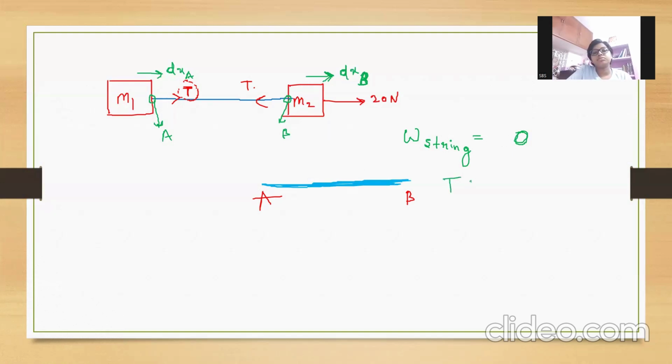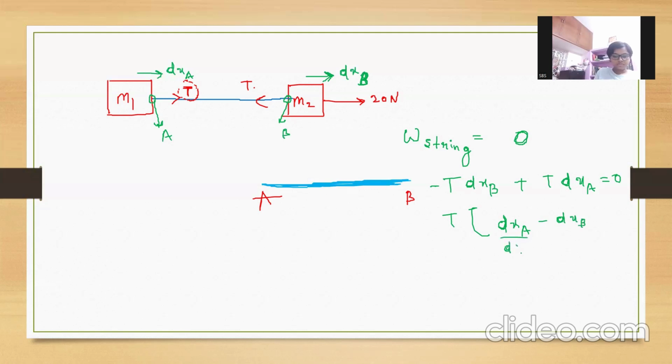Now on this M2 block, how much work is done by the string? Force into displacement. Displacement of M2 is the displacement of this end, plus work done on this M1, how much? Force into displacement equal to 0. We can say T dxa minus dxb, divided by dt. Now if this is the net work done, it is T into VA minus VB.